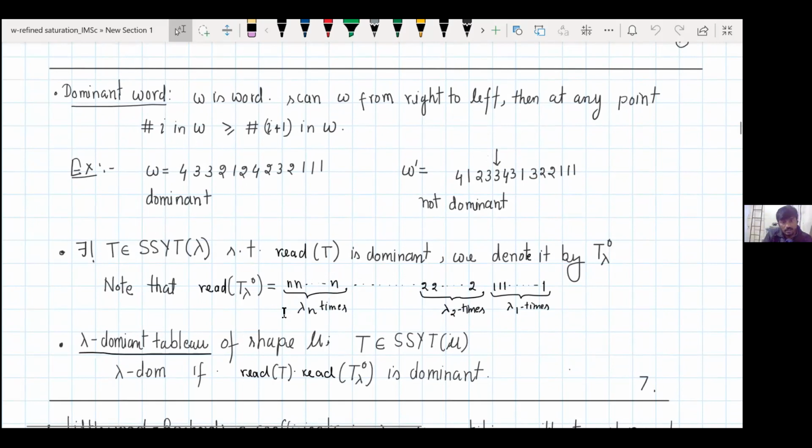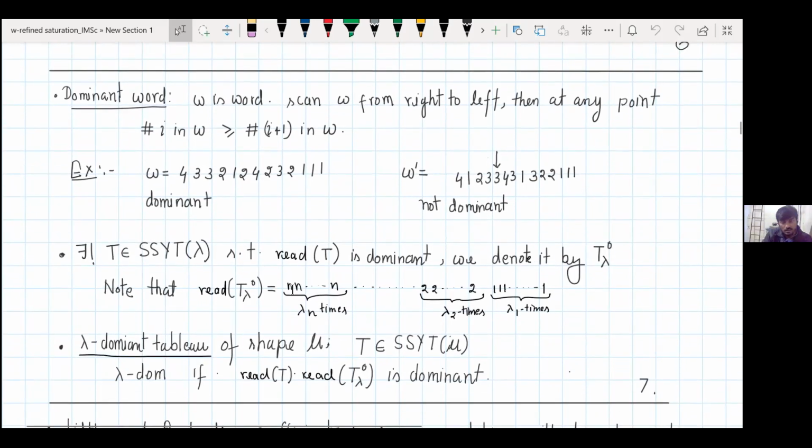And the reading word of that tableau is, you can see that first n will occur lambda n times, then n minus 1 will occur lambda n minus 1 times, like that.